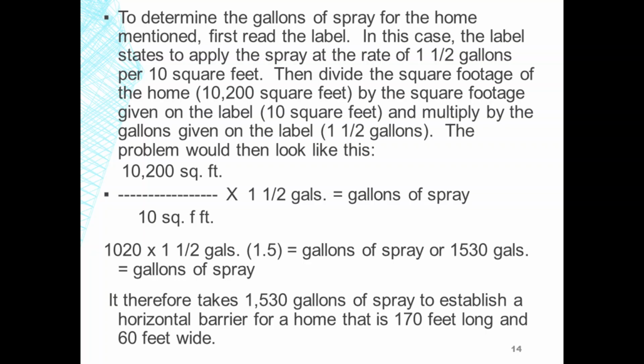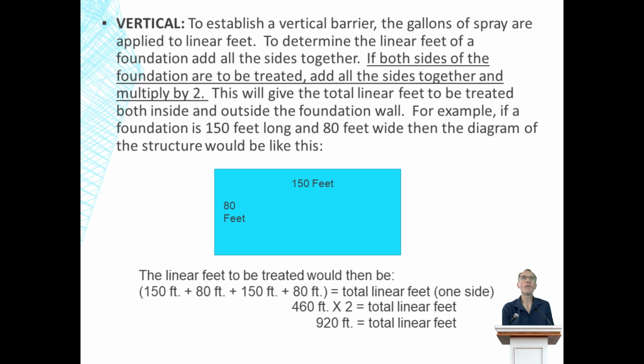It therefore takes 1,530 gallons of spray to establish a horizontal barrier for a home that is 170 feet long and 60 feet wide. Vertical.